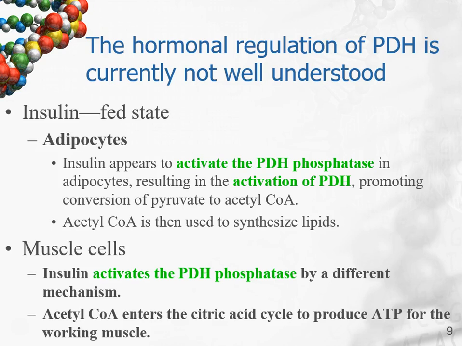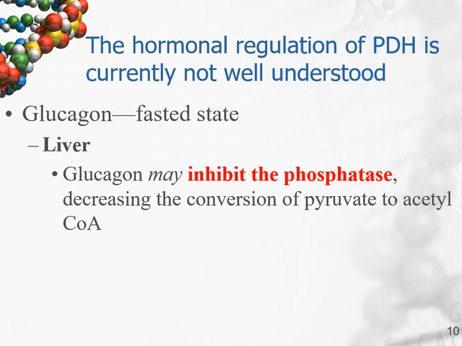In the muscle cells, insulin activates the PDH phosphatase by a different mechanism, and the purpose there is different. The acetyl-CoA can enter the citric acid cycle to produce ATP for the working muscle. It's a different type of activation. Glucagon in the fasted state might inhibit the phosphatase, which would decrease the conversion of pyruvate to acetyl-CoA.